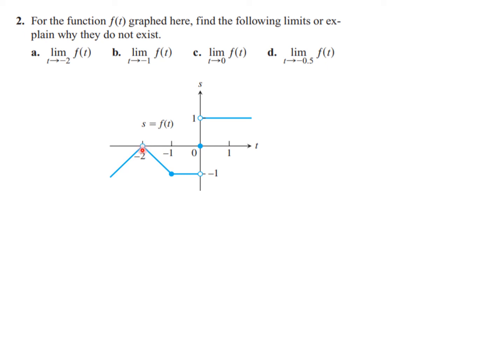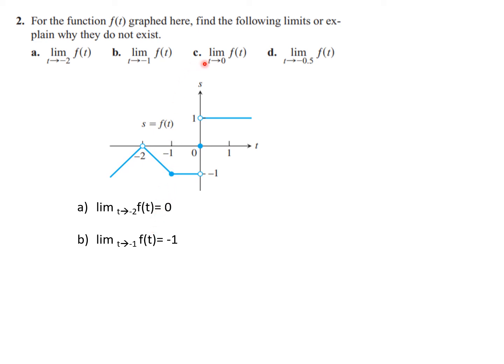That's the first part. The second part, part B, we want to see the limit as t approaches negative 1. We can see that t approaching negative 1 from the left gives us the limit negative 1. Also, t approaching negative 1 from the right gives us the limit equal to negative 1. So in both cases the limit equals negative 1, so the limit exists and is equal to negative 1.